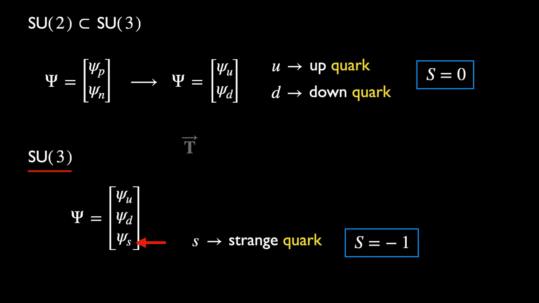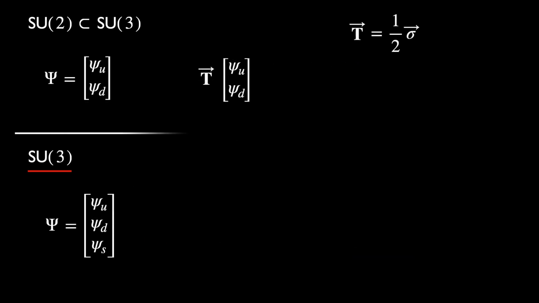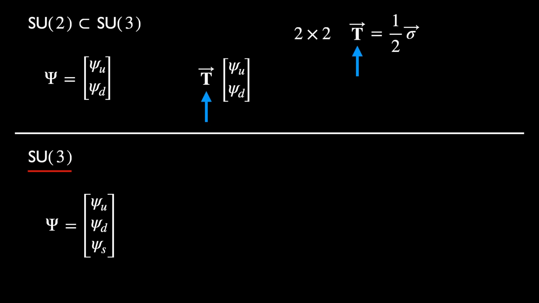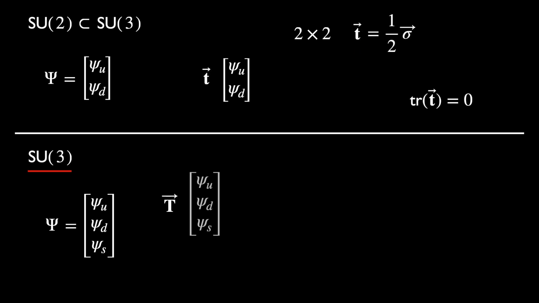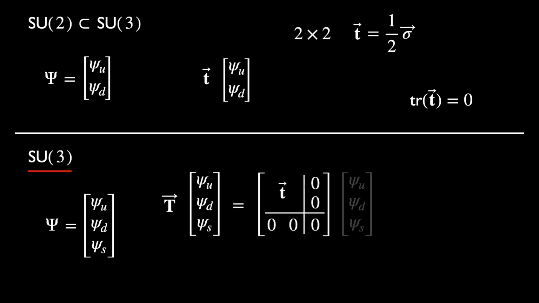The isospin generators for SU2 matrices are 2x2 matrices. What should they look like in the SU3 representation? To make a distinction between the 2 cases, let's denote the 2x2 isospin by little t. For the 3x3 case, a straightforward extension would look like this, which we denote by capital T.